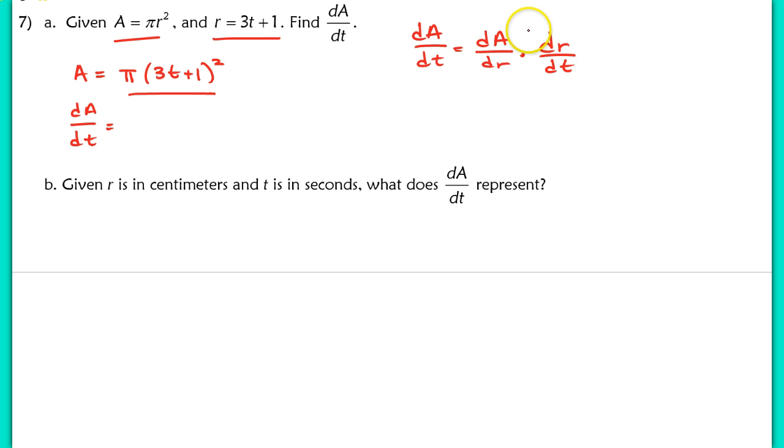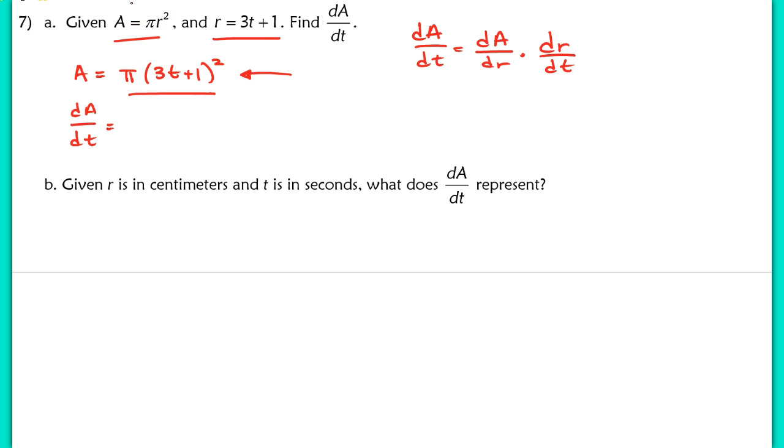Now this would be really similar to example 6. We would have to make sure then that we would substitute r equaling 3t plus 1, so everything would be in terms of t. And since we just worked on that in the previous example, I'm not going to use this strategy. We're just going to work on finding the derivative of A after you've already made the substitution.